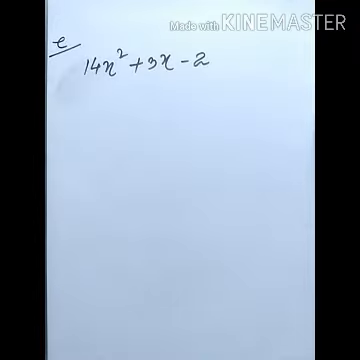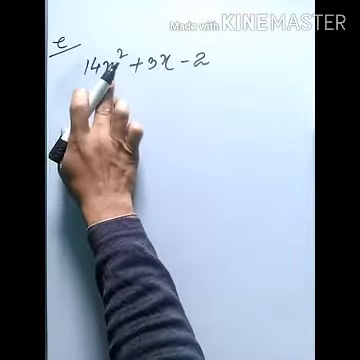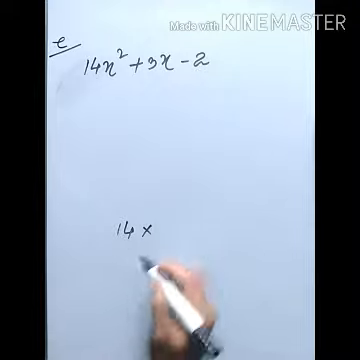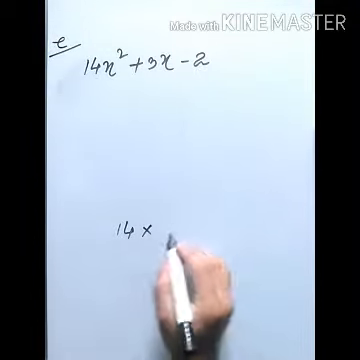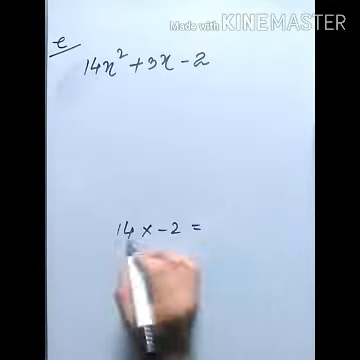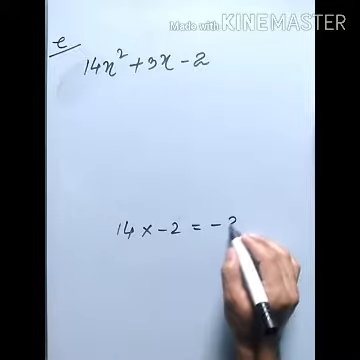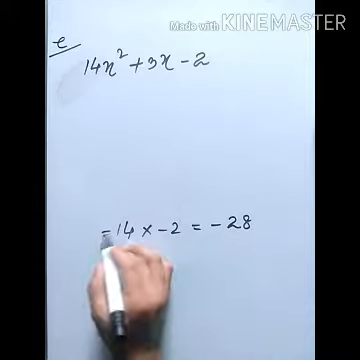Okay, here is the question. This is question E. 14x squared plus 3x minus 2. Okay, let's see. The coefficient of this x squared is 14. So here 14 into, this is actually minus 2. So I can just take here minus 2. Okay, fine. So we get here minus 14 into 2. It will be 28.